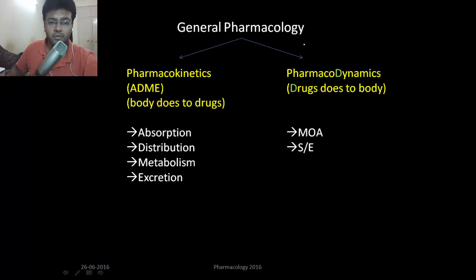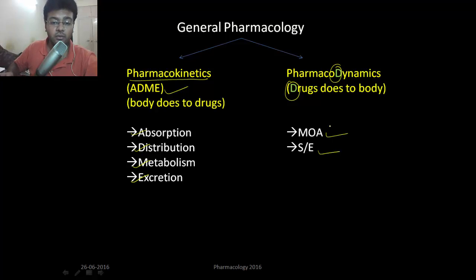We'll pick general pharmacology first, and we have two broad concepts in general pharmacology: pharmacokinetics and pharmacodynamics. Pharmacokinetics is also called the ADME study: absorption, distribution, metabolism and excretion, right? These are the things which the body does to the drugs. What is pharmacodynamics? Pharmacodynamics is what the drug does to the body, be it its action on the cells, the mechanism of action, or its side effects.